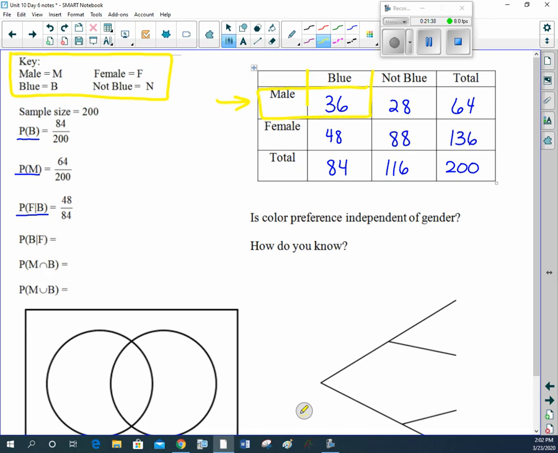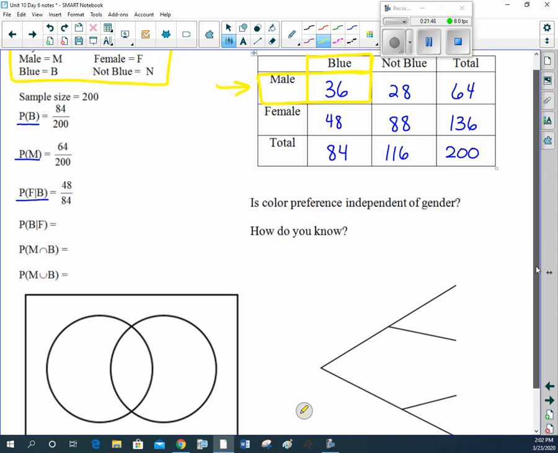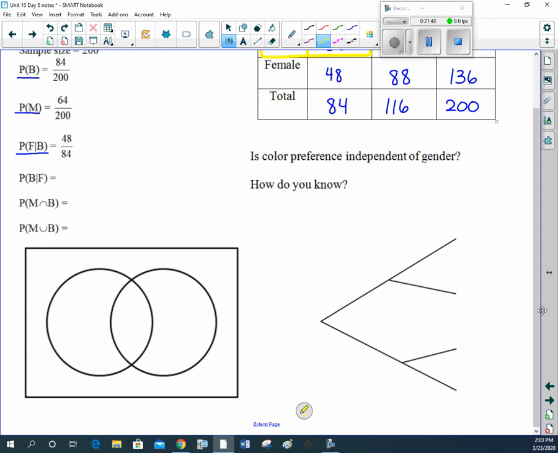These are the titles I would use. I would use blue, I would use male, and then I would do 36. So in my Venn diagram, let me highlight that here. It doesn't matter which one you do, but this one I'll put as male, and this one is blue. So I would write these labels: this is blue and male. That's who we're talking about.